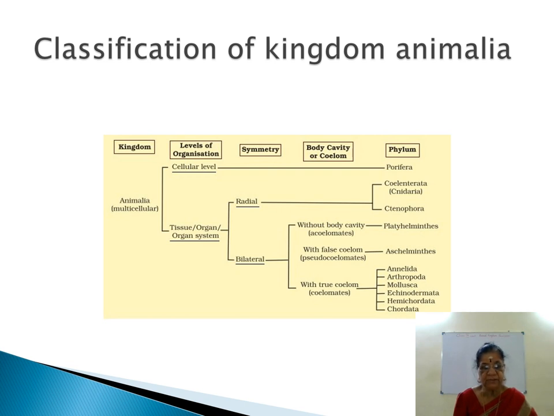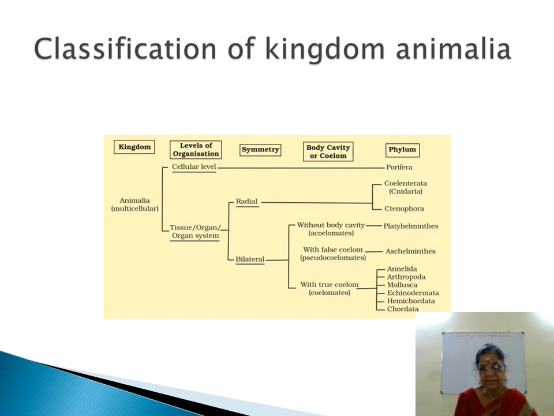Radial symmetry is the arrangement of body parts which can be cut at any plane to get two equal halves. That is known as radial symmetry. Whereas when the animal can be cut at a definite plane to get two equal halves, that is known as bilateral symmetry. That is for the symmetry criteria.